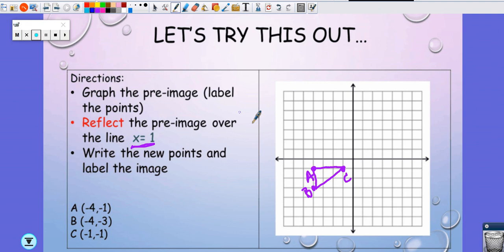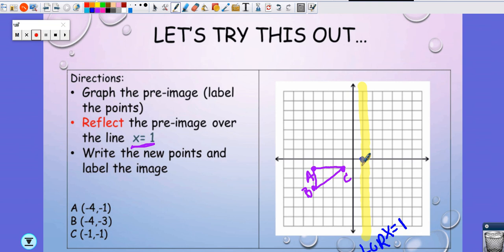So that means I need to go to the x-axis, put a dot right there. There is 1. Now I need to draw my line, and this line is going to be a vertical line through x equals 1. Okay, there we go. All right, and that is my line of reflection, and it is at x equals 1.